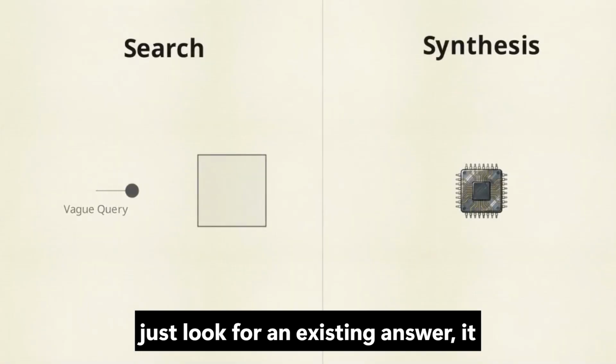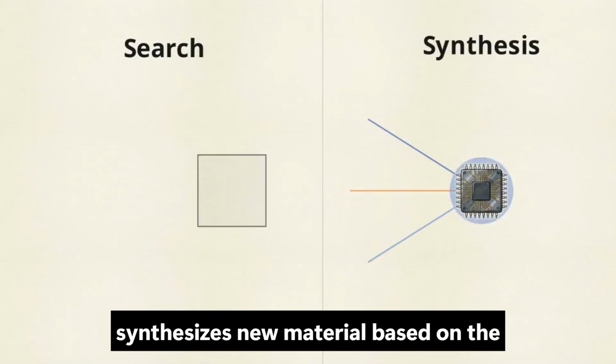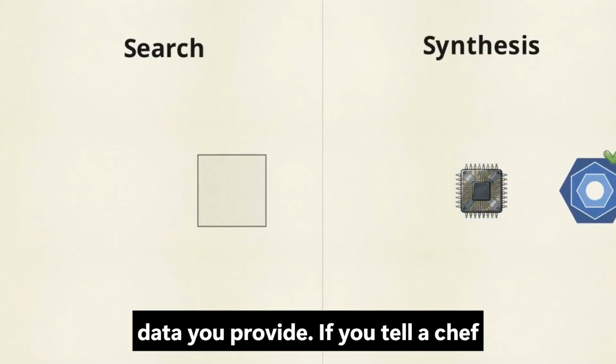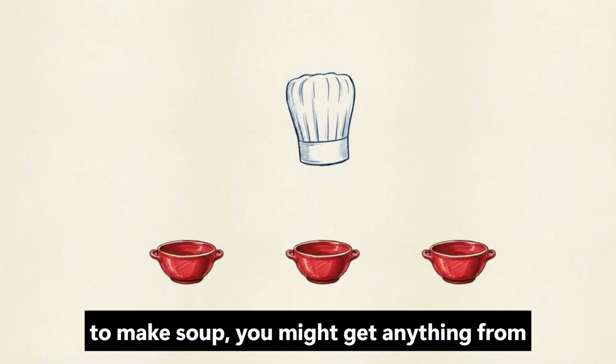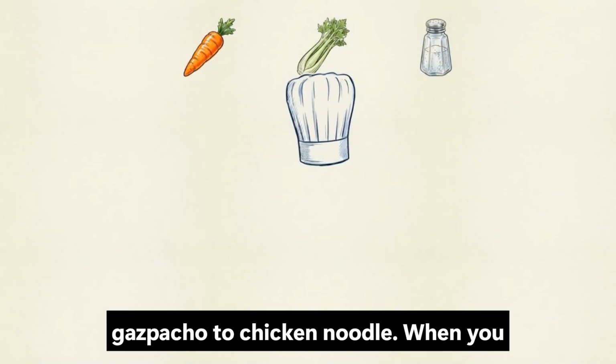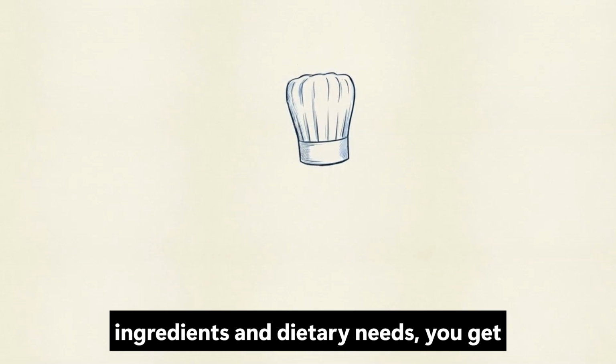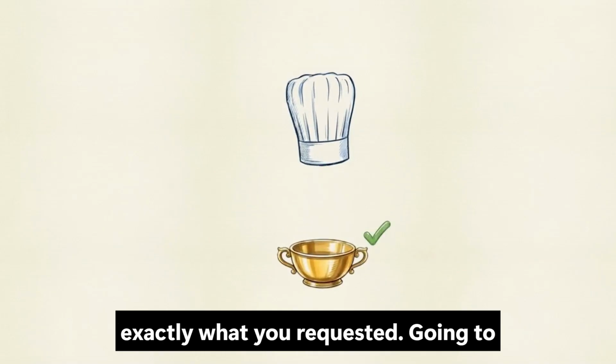AI doesn't just look for an existing answer, it synthesizes new material based on the data you provide. If you tell a chef to make soup, you might get anything from gazpacho to chicken noodle. When you provide precise instructions for ingredients and dietary needs, you get exactly what you requested.